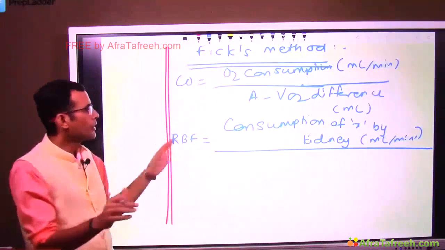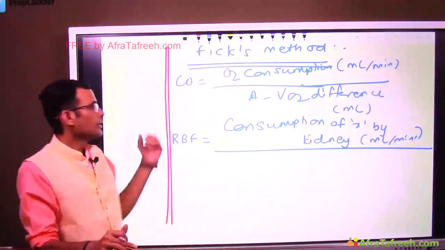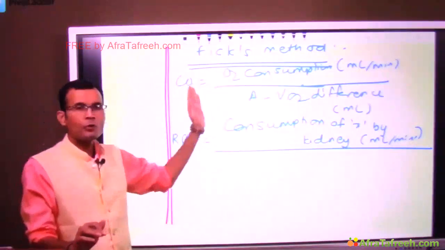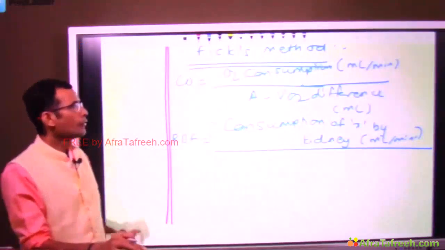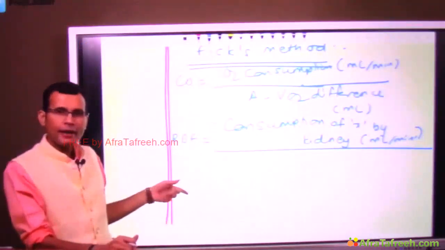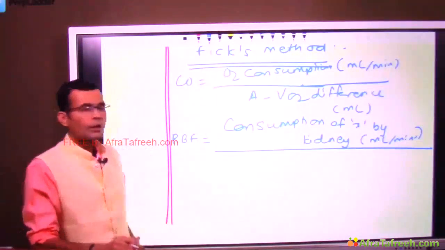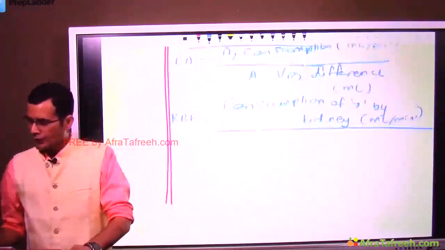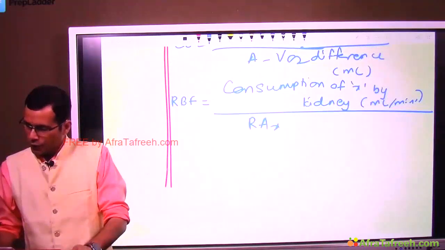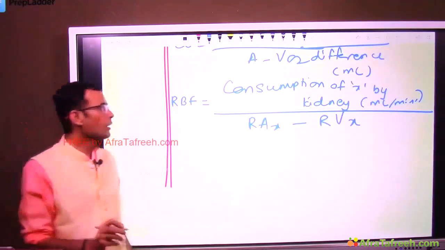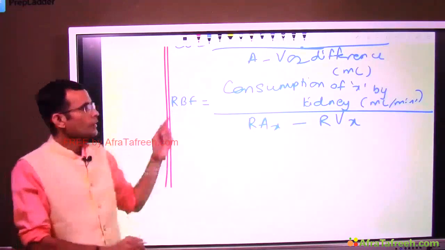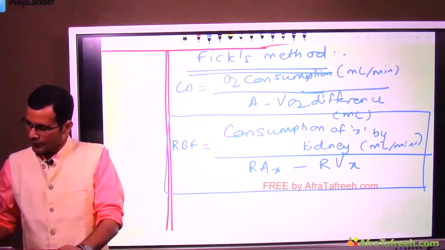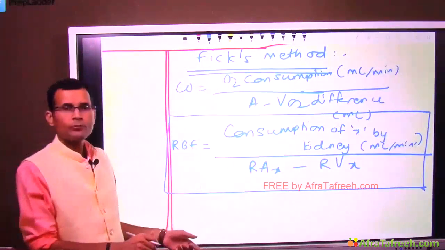For the cardiac output it was oxygen consumption by the entire body, but here it's the blood flow to the kidney, so consumption of X by the kidney in ml per minute, and the denominator was arteriovenous oxygen difference. We are not using oxygen, we are injecting a substance X to measure the renal blood flow. So the arteriovenous difference of X in the kidney, we can write it like this: renal artery concentration of X minus renal venous concentration of X. Therefore, we need a substance X to be injected and it will give us the renal blood flow from this equation.